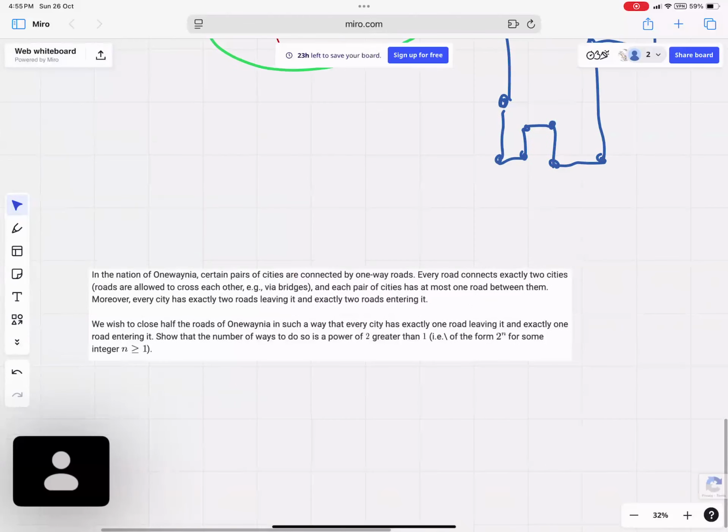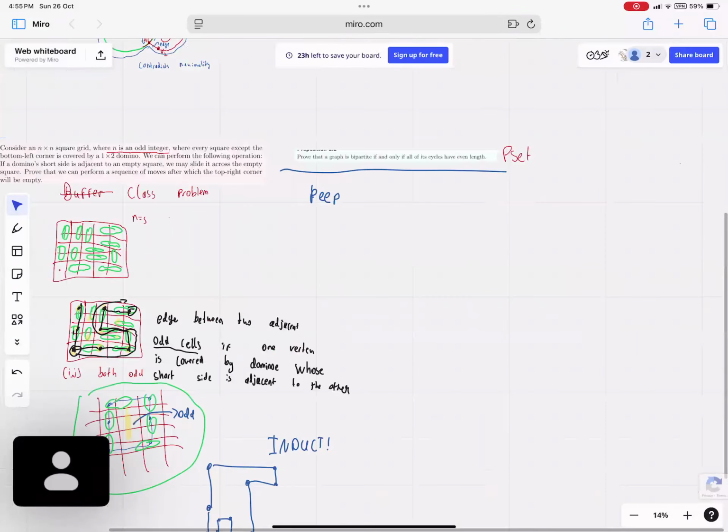Do you all know what bipartite graphs are? Yes. Okay. You will want to keep this in mind.